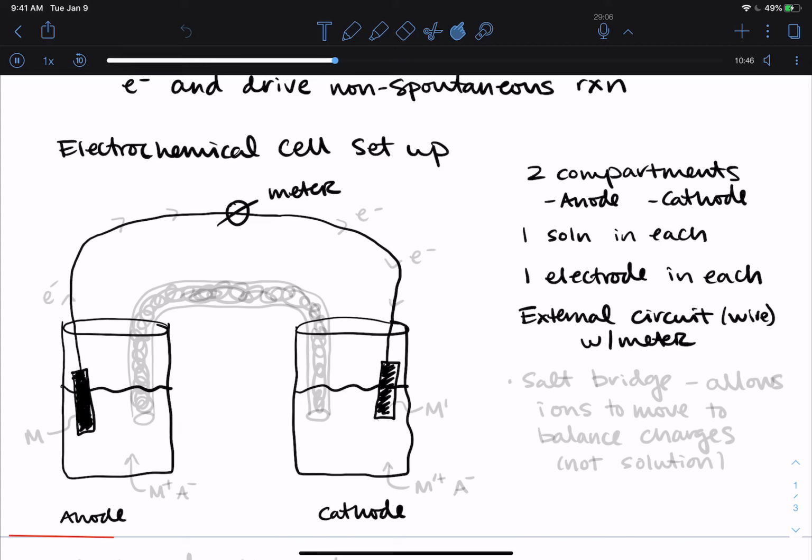All right, and then we have something called a salt bridge, which is this kind of U-shaped piece of glassware that is stuffed with an ion solution that is going to help balance this reaction as it's happening.